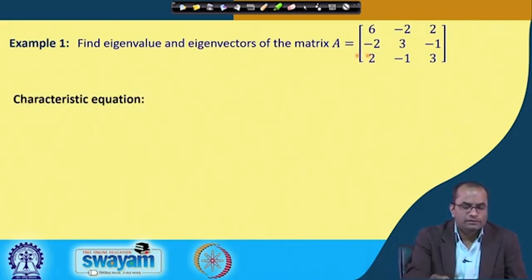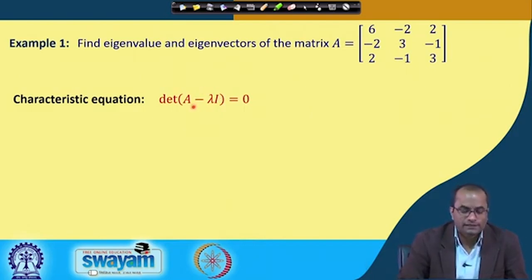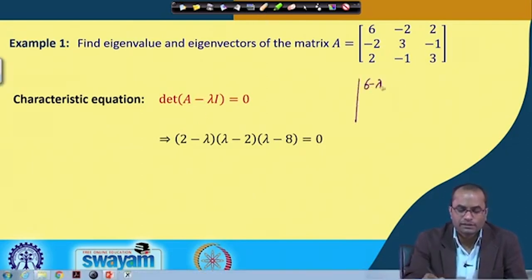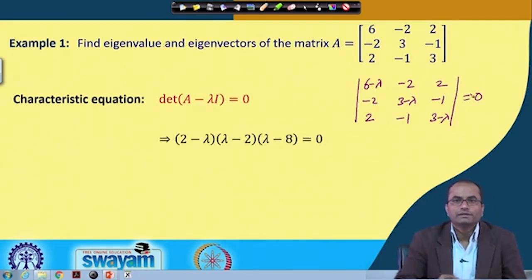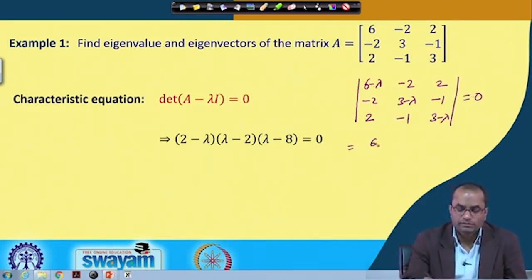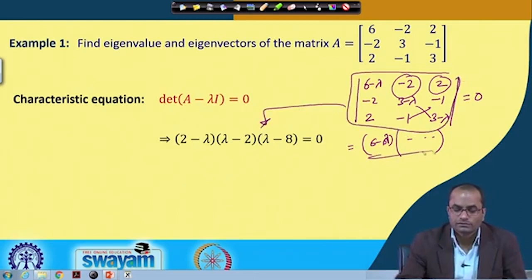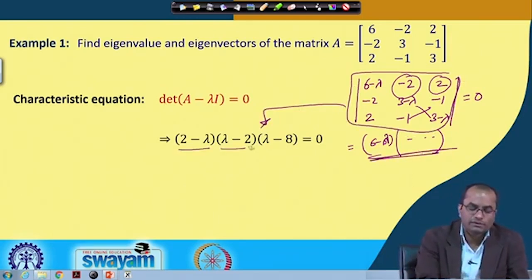Here, first we need to write down the characteristic equation for this given matrix, which is the determinant of A minus lambda I equal to 0. The determinant will be: 6 minus lambda, minus 2, 2; then minus 2, 3 minus lambda, minus 1; and 2, minus 1, 3 minus lambda. So, lambda is subtracted from the diagonal entries, and with this we can now expand. Here we take 6 minus lambda times the product minus this, then we take this 2, then minus 2. When we factorize this polynomial, it comes out as 2 minus lambda, lambda minus 2, and lambda minus 8.